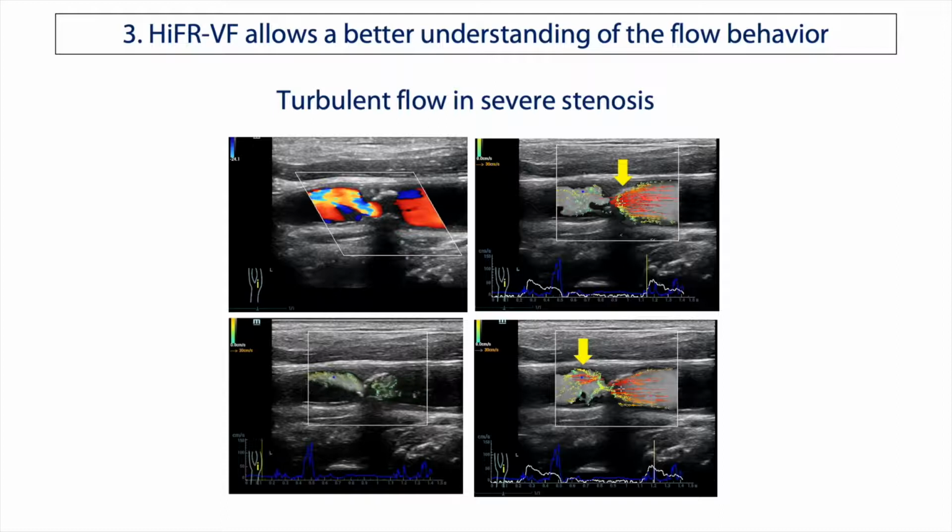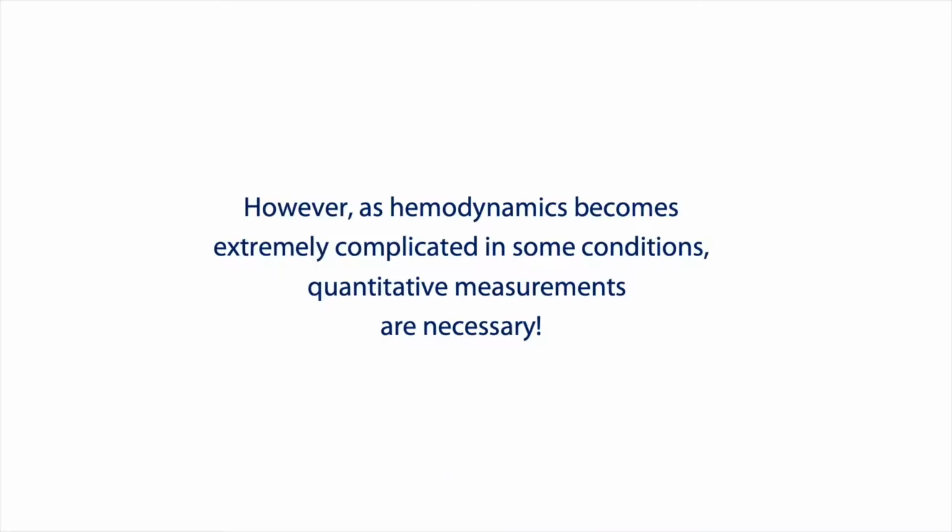Again, in case of critical stenosis, the flow gives a more precise depiction of the flow behavior, highlighting its random movements. Even in presence of severe stenosis, the amount of turbulence is better highlighted by the flow than by color Doppler. However, as hemodynamics become extremely complicated in some conditions, quantitative measurements are necessary.